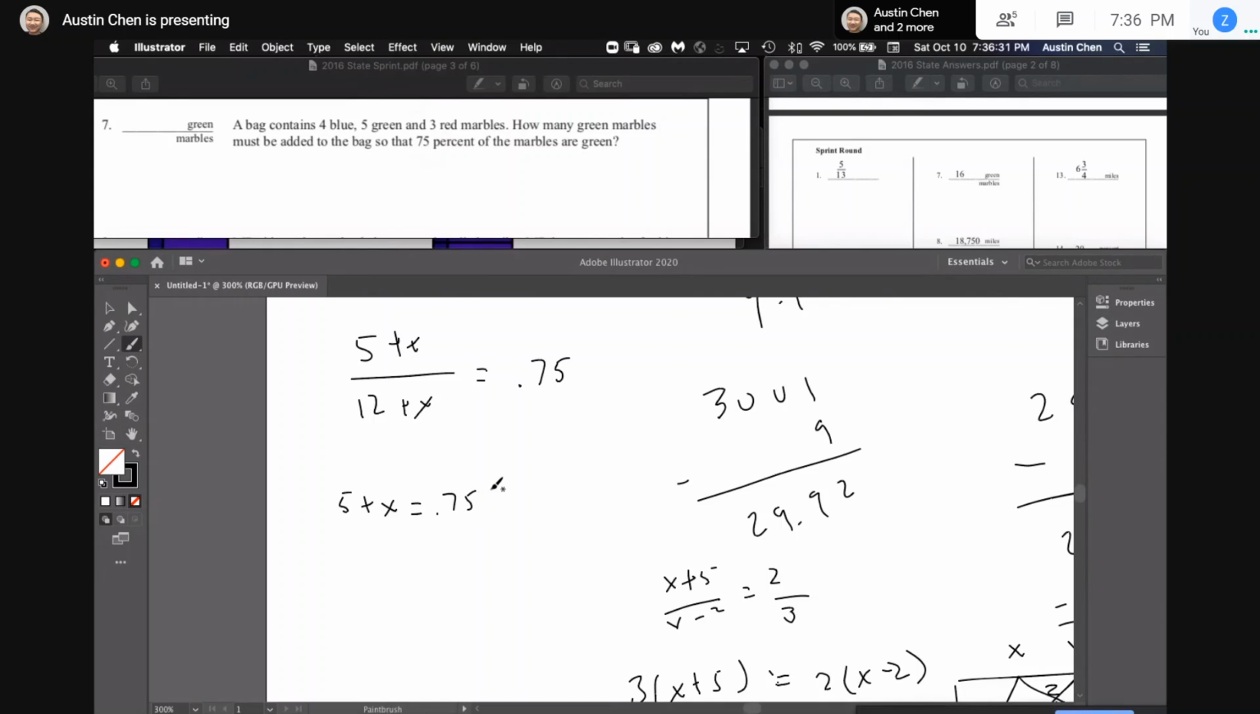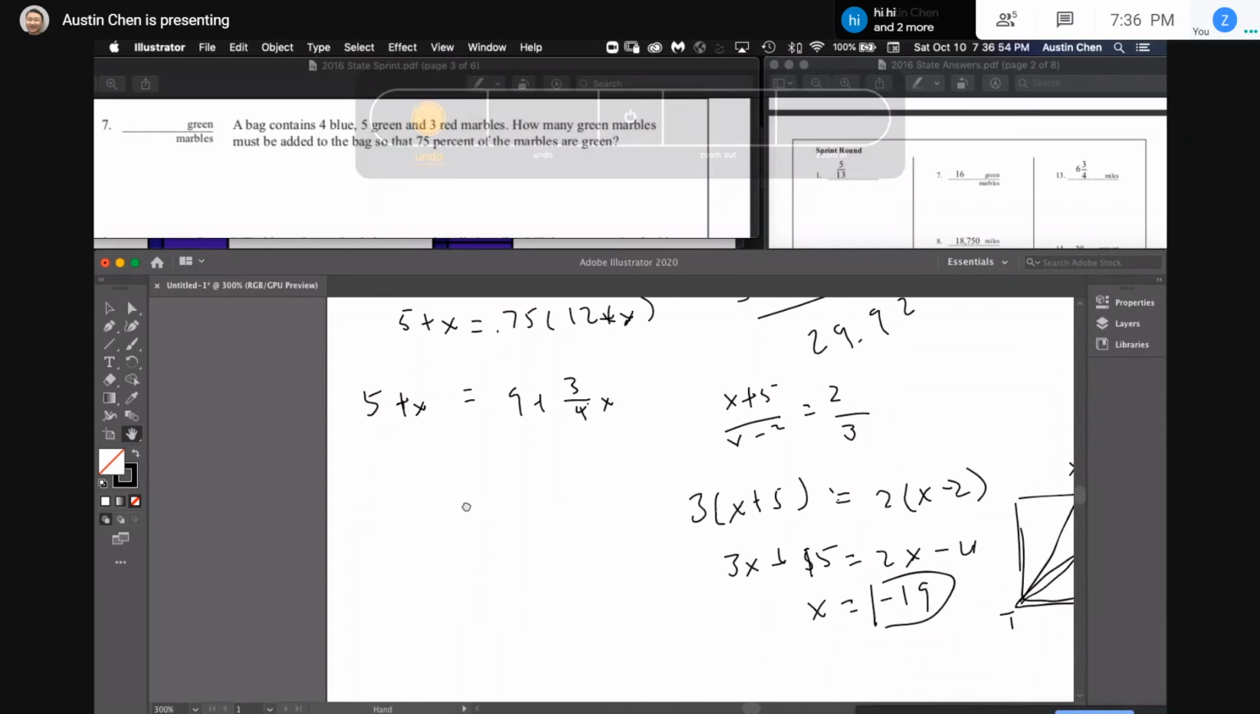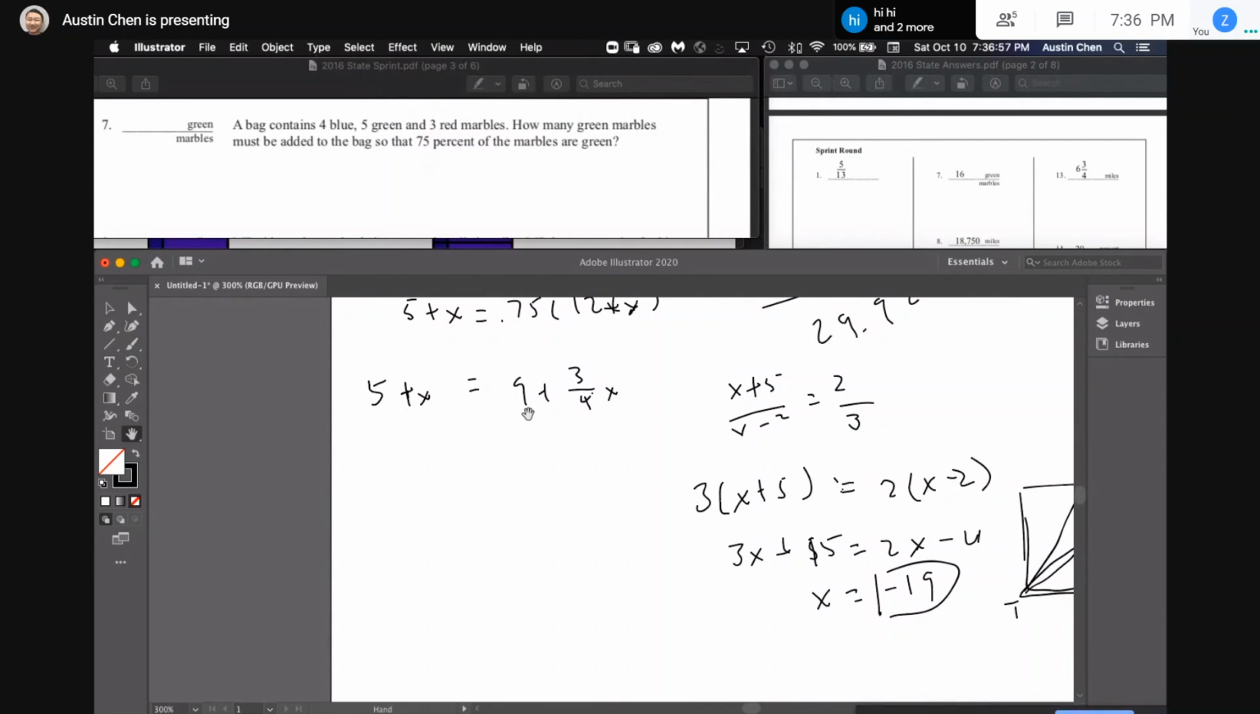And then we can just solve for X, and whatever X is, that's our answer. So we multiply both sides by 12 plus X, and now we can multiply the 0.75 out. 0.75 is just 3/4, so 3/4 times 12, you can get a 4 from 12, that's 3, so 3 times 3 is 9. And then we have 3/4 X there. Then we move all of our X to this side and all of our constants to the other side. We have one X here, so one minus 3/4 is 1/4. And we have 9 and 5, so 9 minus 5 is 4, so X is 16, so that's your answer.